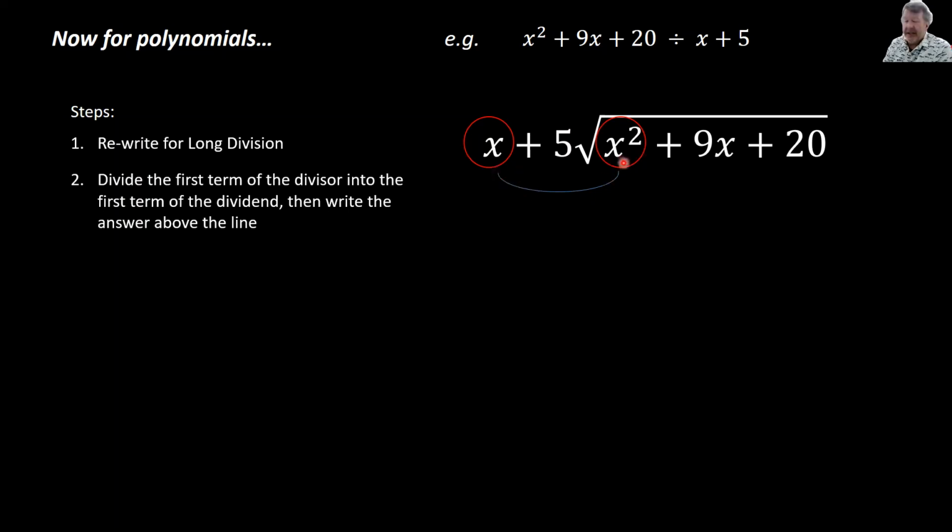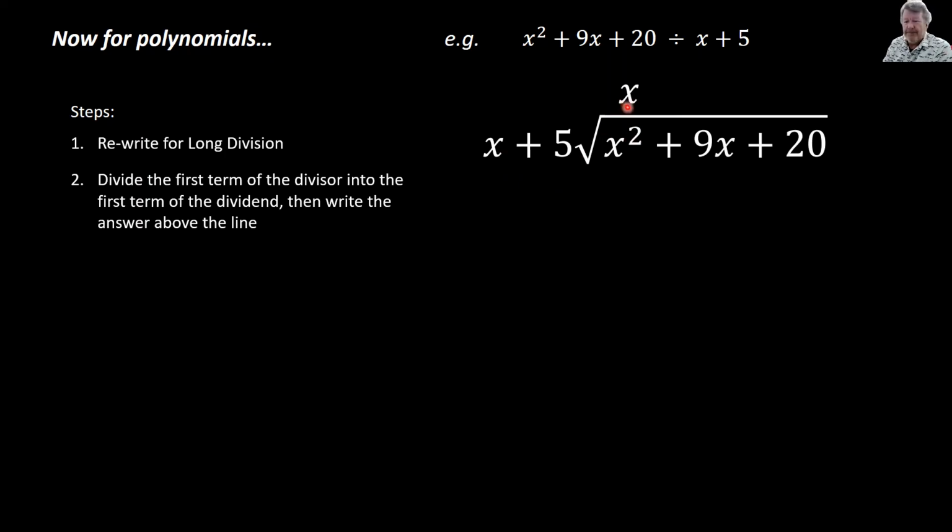Does x go into x squared? Yes, it does. How many x's in x squared? That's not actually a good way to look at it. I actually prefer doing it the other way. X squared divided by x leaves us with an x. If you do it the way I said first time, how many x's in x squared, you're tempted to say 2. So think of it back the other way. X squared divided by x is x.